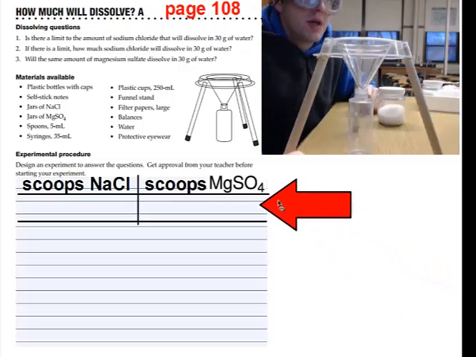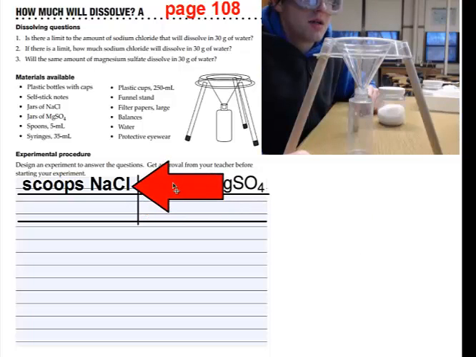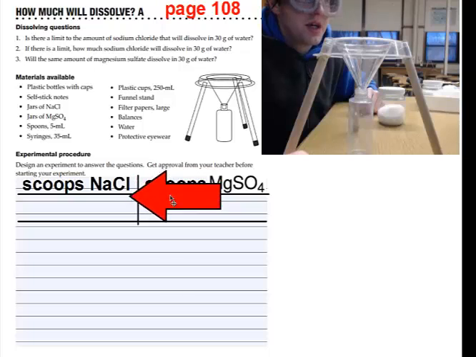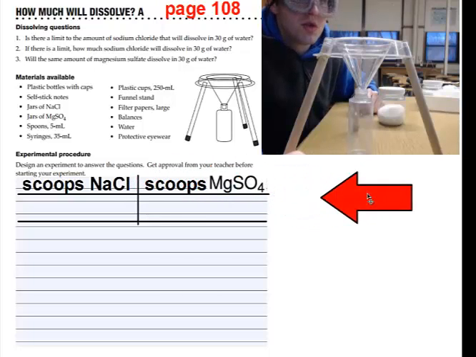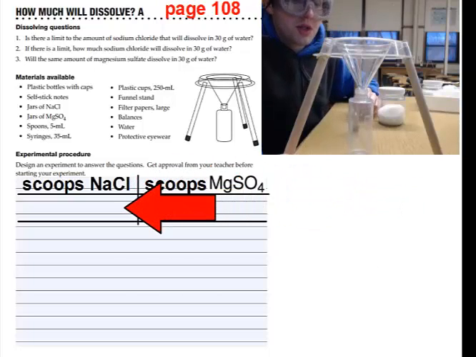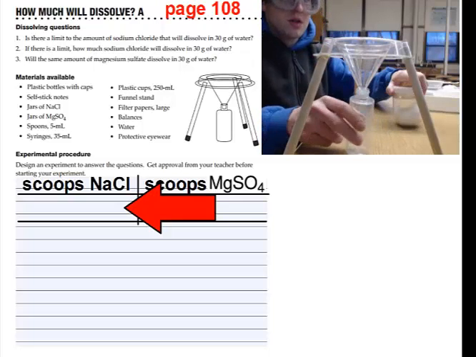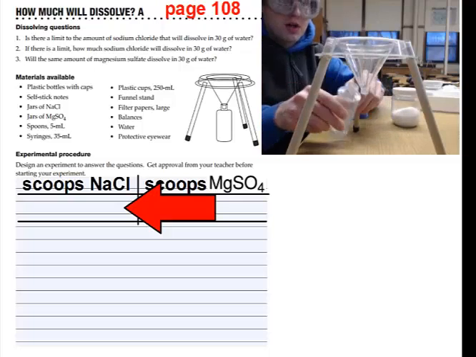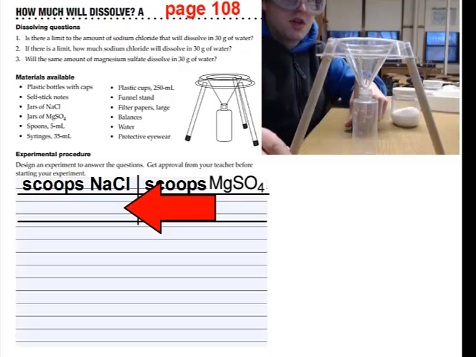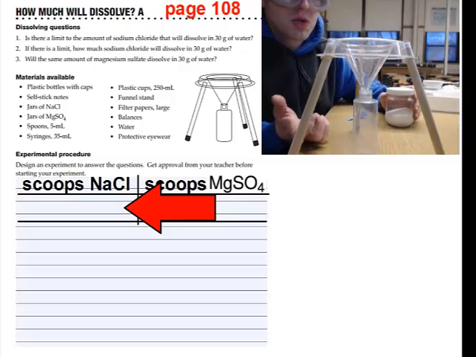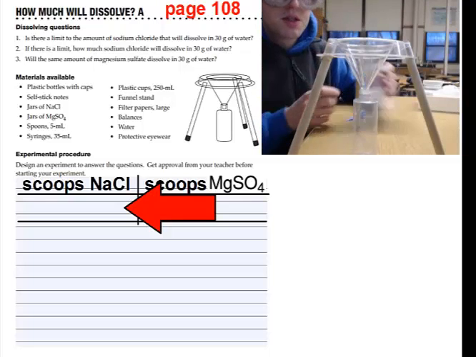Next, you're going to make a small data table on your notebook page 108. Scoops of NaCl and scoops of MgSO4. The first substance you're going to start with is sodium chloride or table salt. You're going to notice that your bottle filled with water fits perfectly underneath a funnel system. And this is going to help you measure sodium chloride and magnesium sulfate into the bottle.